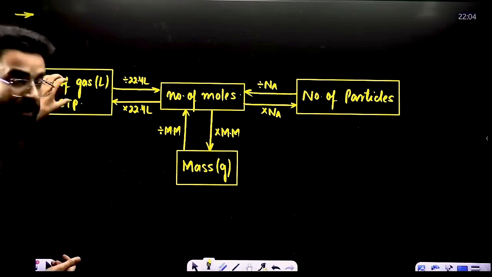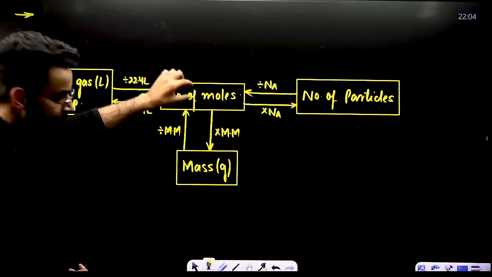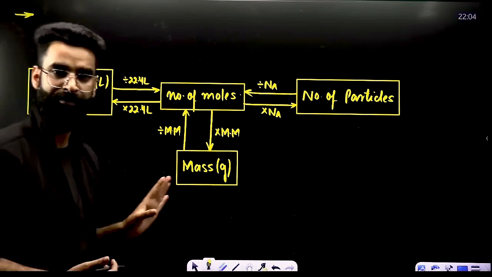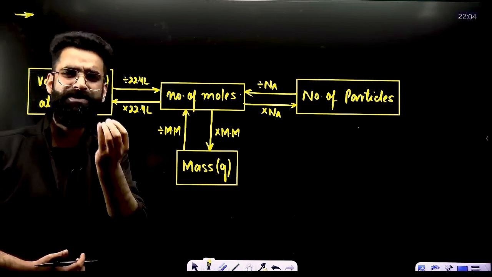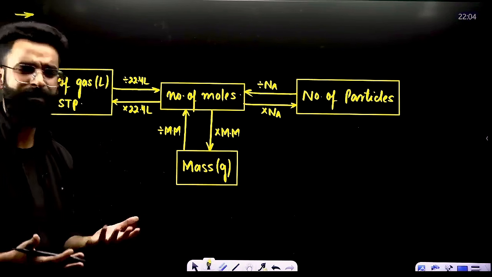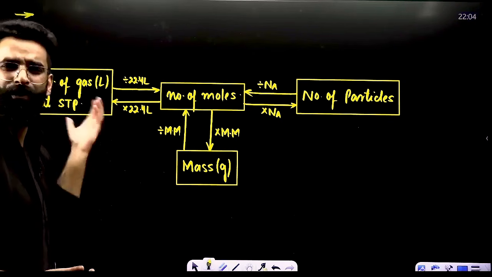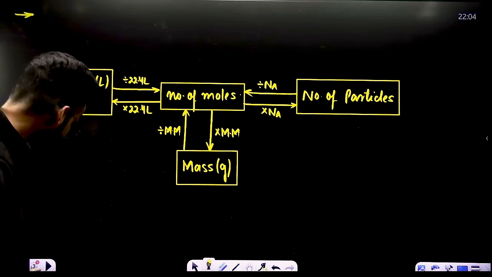Similarly, given volume of the gas in liters divided by 22.4 liters, that gives me moles. Moles multiplied by 22.4 liters, that gives me the volume of the gas. So with the help of this particular diagram, you can do some basic questions in which you can convert mass into volume, volume into particles, particles into mass, etc., right?